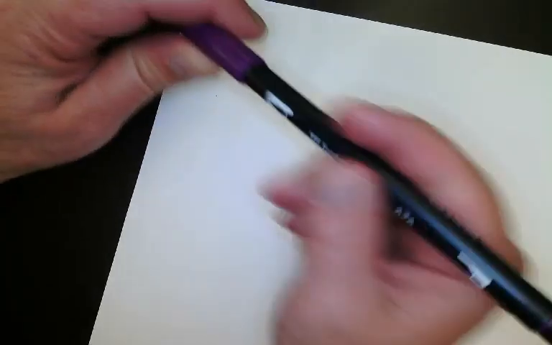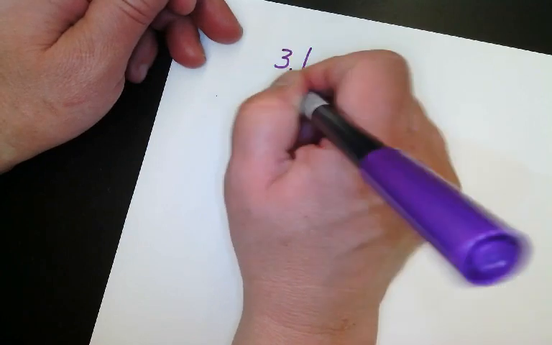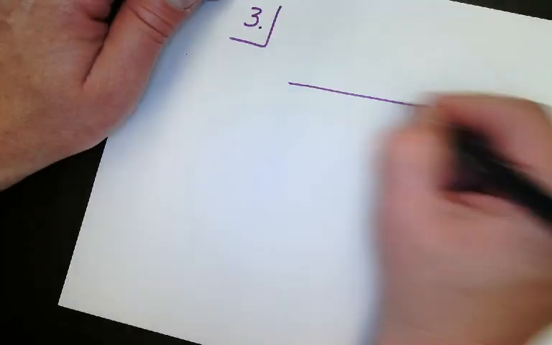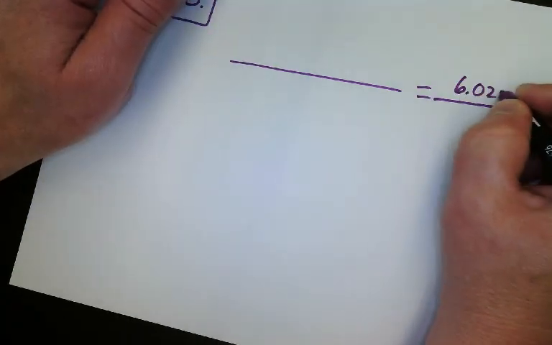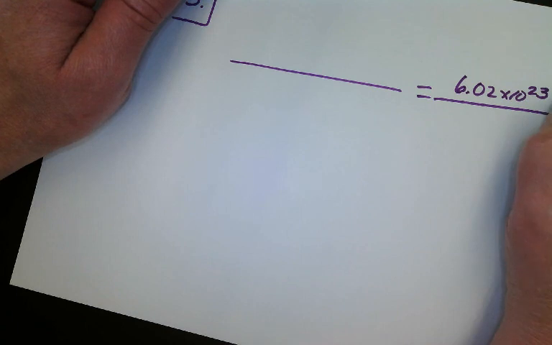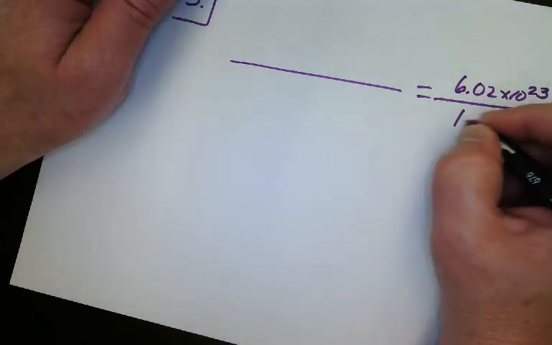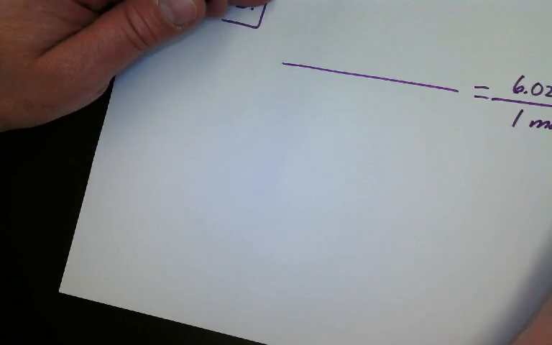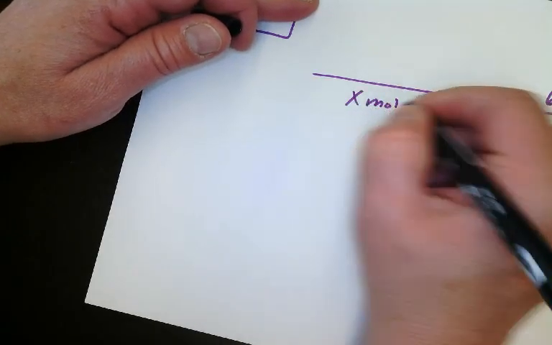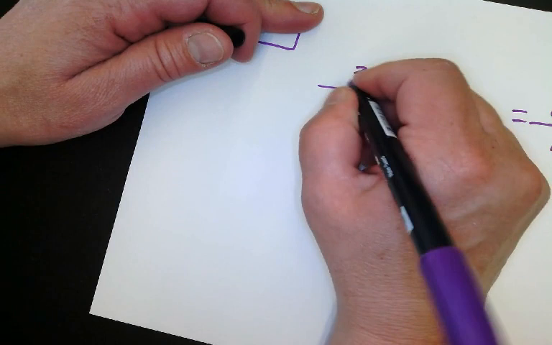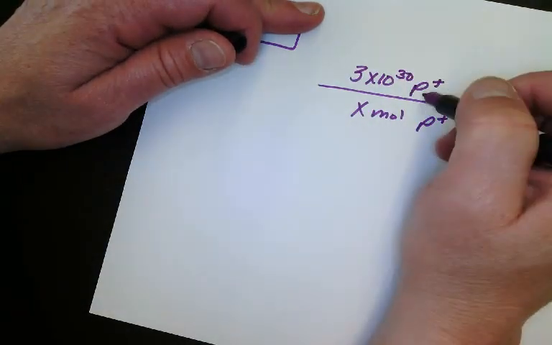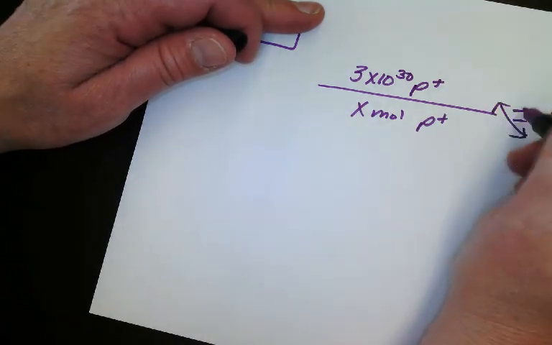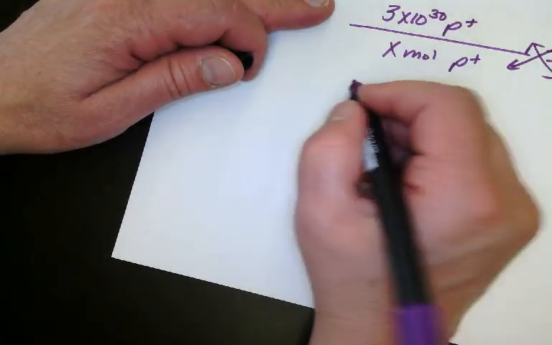Really? Okay. So here we are, number 3. Don't erase your board. Keep it going. Okay, I know that 6.02 times 10 to the 23rd protons is equivalent to 1 mole of protons. I want to know how many moles of protons 3 times 10 to the 30 protons are. I'm going to cross multiply and divide.